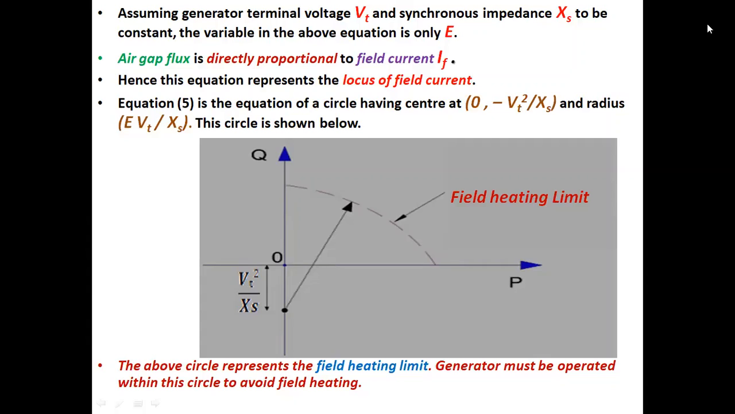Equation 5 is the equation of a circle having center at 0, minus Vt square by Xs, and radius E Vt by Xs. This circle is shown below. The above circle represents the field heating limit. Generator must be operated within this circle to avoid field heating.